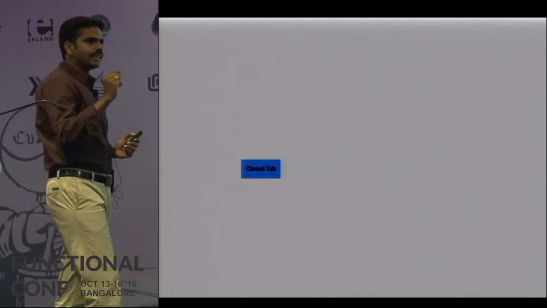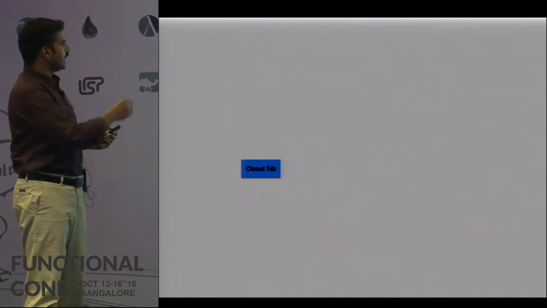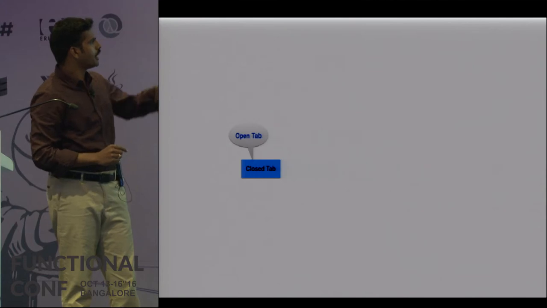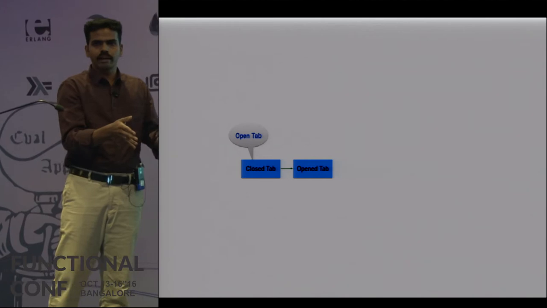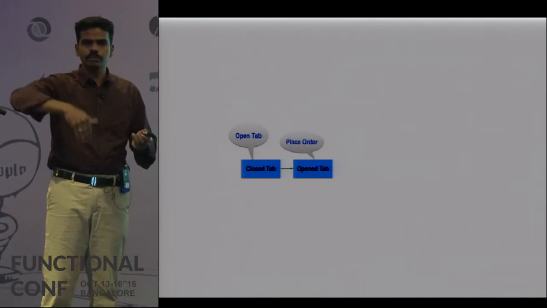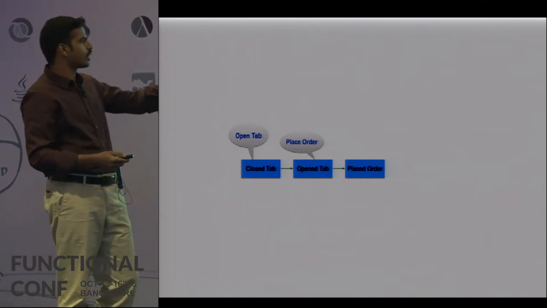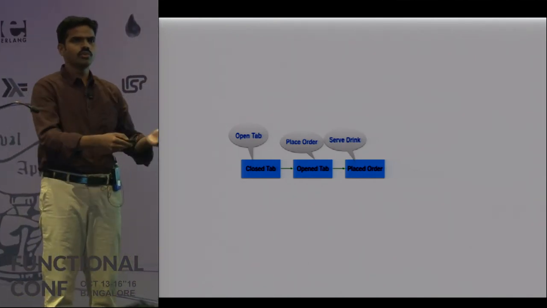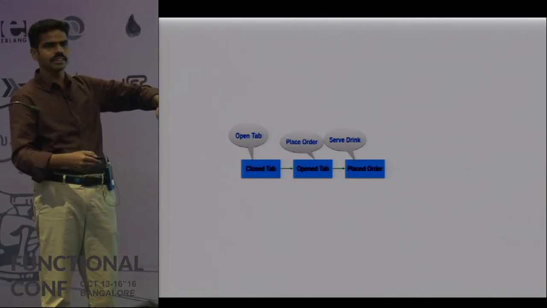So let's use a term called tab, which tracks the user workflow in the cafe. Initially, the system is in the state called closed tab. After receiving the command open tab, it moves to the next state called opened tab. And there it receives another command called place order, which means the order has been placed. It moves to the next state, the placed order state. There, it receives commands like serve drink, meaning the drink he has ordered has been served.